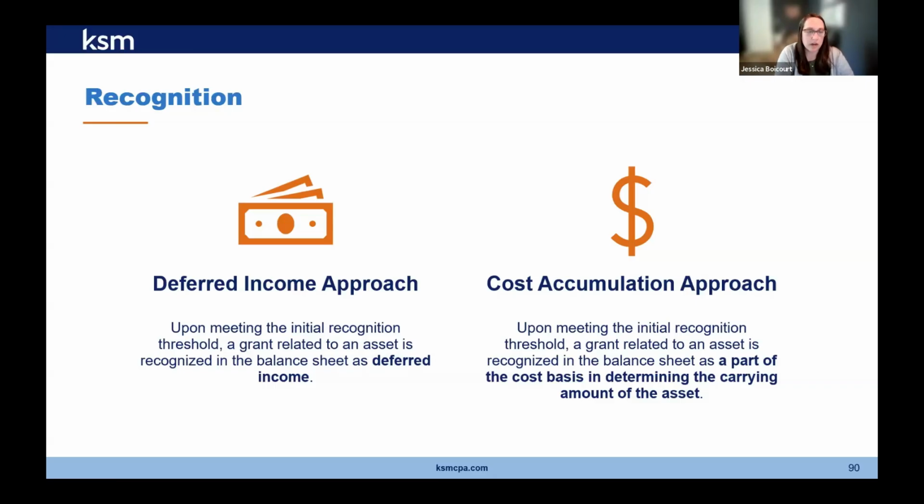These are then both recognized into income on a systematic and rational basis over the period in which they recognize the related expense for which the grant is intended to compensate. Likewise, if it's part of an asset, then it would be recognized into expense over how it would be amortized, with depreciation, if it's a long-lived asset.